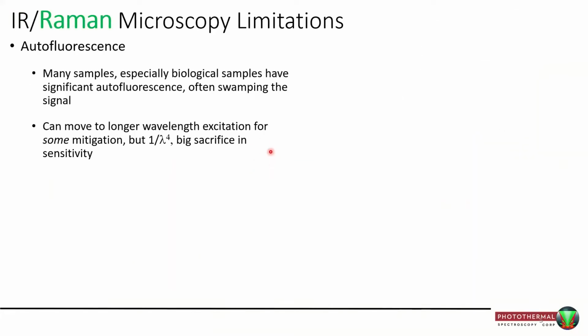On the Raman side, first and foremost, it's got to be autofluorescence. Many samples, especially biologicals, can have significant autofluorescence, and this often swamps the signal.